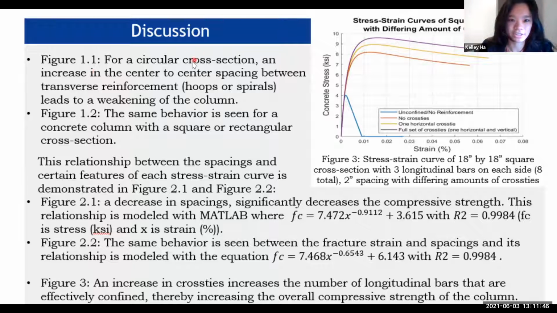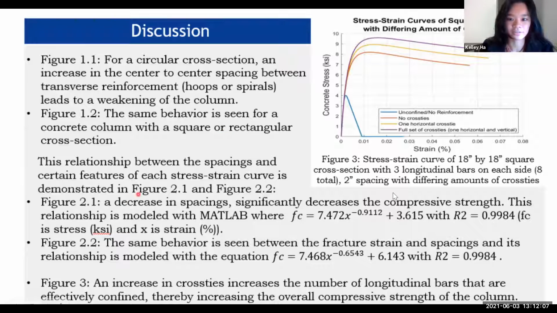And then for our discussion, for the first two figures, for the circular cross section, increasing the center-to-center spacing between the hoops leads to a weakening of the column, as you saw with the decrease of the compressive strength and the fracture strain. And the same behavior can be seen with the rectangular cross section.